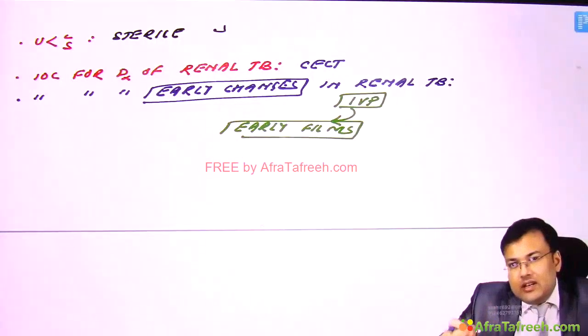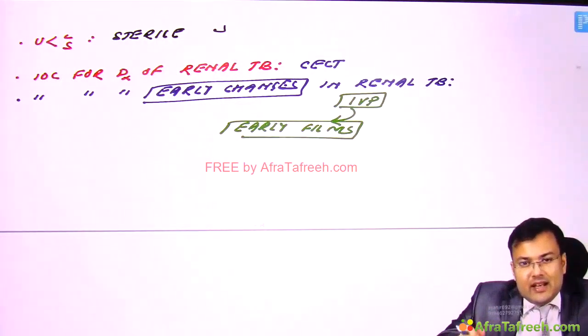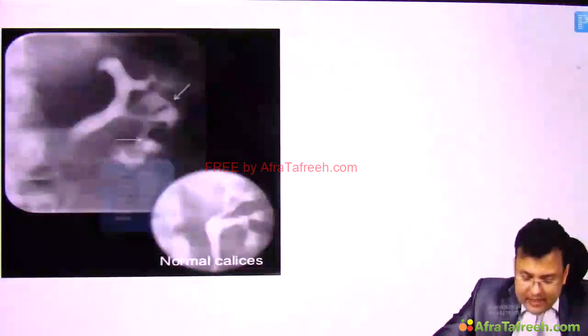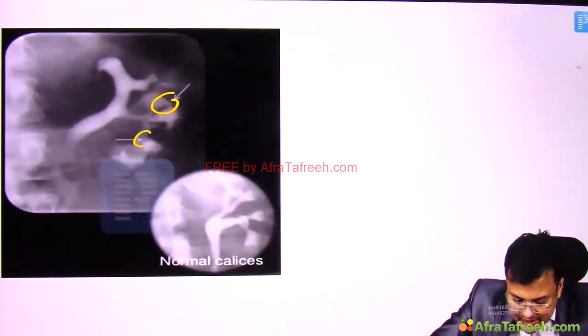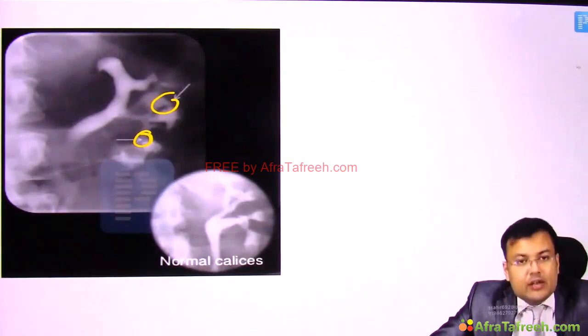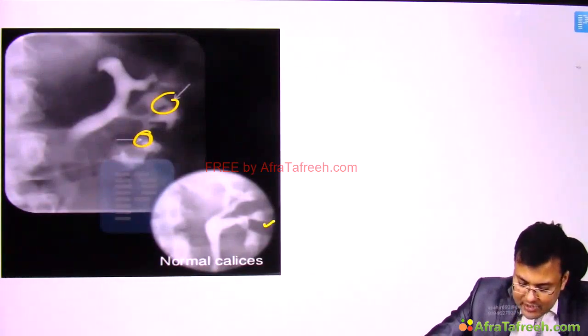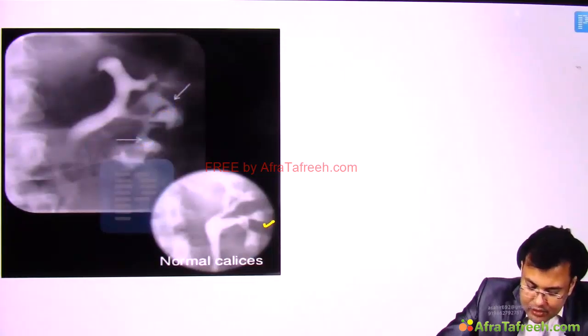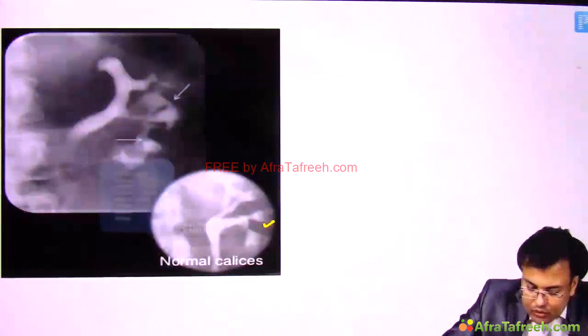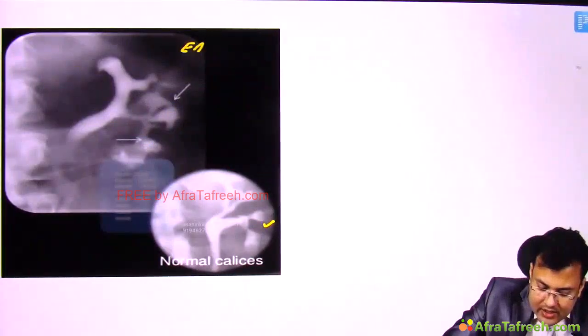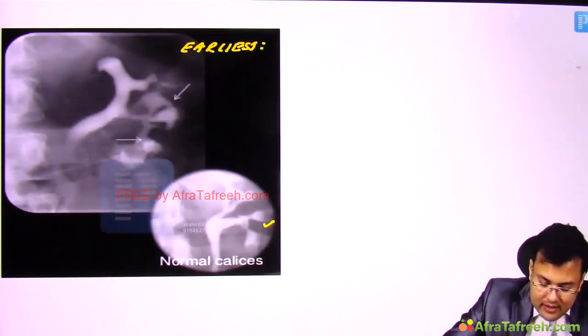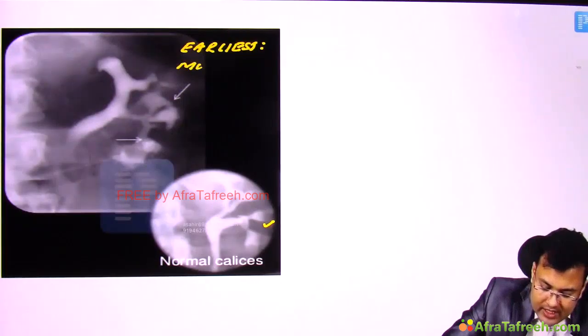And what is the earliest change detected in IVP? You can see, this is the moth-eaten calyx. Here you can see the normal calyx, and here it looks like it's eaten by a moth. So this is the earliest change. This is sometimes asked as an image-based question also. This is moth-eaten calyx.